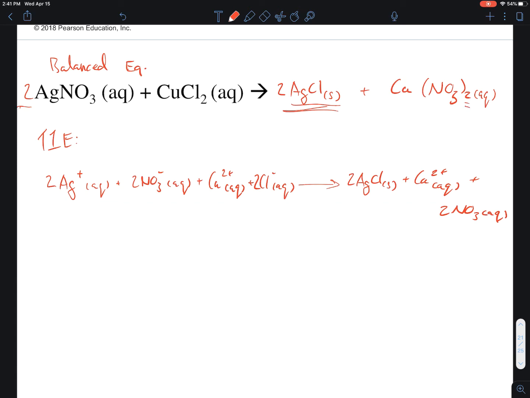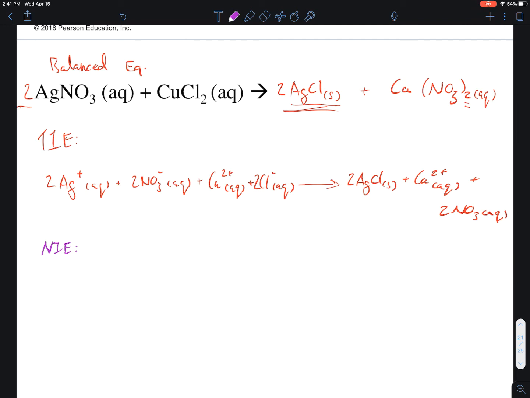2NO3 because we have 2 nitrates, right? So that is your total ionic equation. That is the result of breaking apart everything that is soluble and leaving intact anything that is not soluble or a gas.